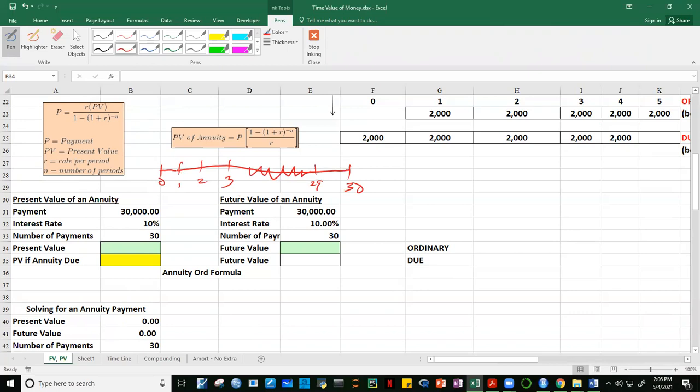So, bawat year, starting with 1, kasi ordinary annuity, 30K to. 30K, 30K, hanggang dulong dulo, 30. Oh, that's our annuity, guys. Tigka 30 mil, no? Na cash flow. Ang tanong, magkano ngayon yan? So, yan ang tinatanong sa atin.